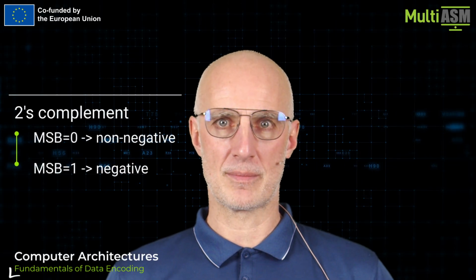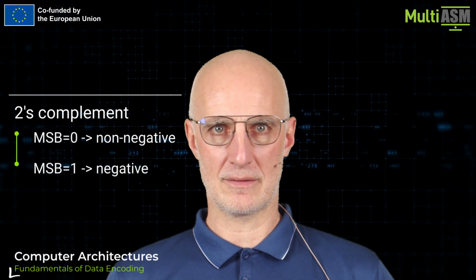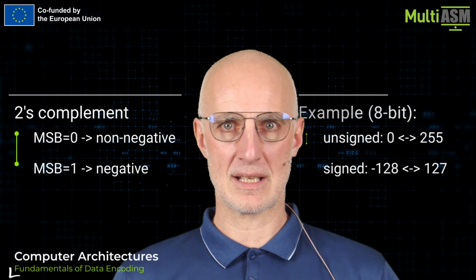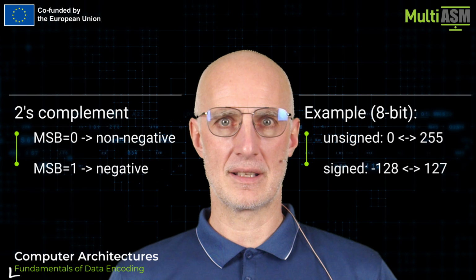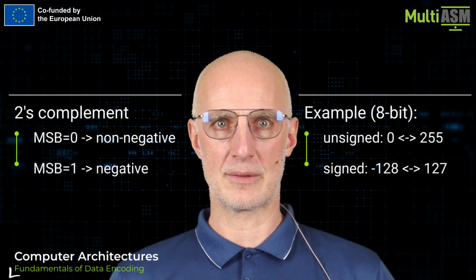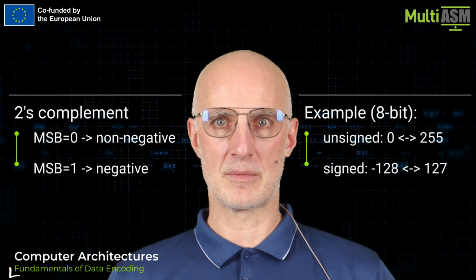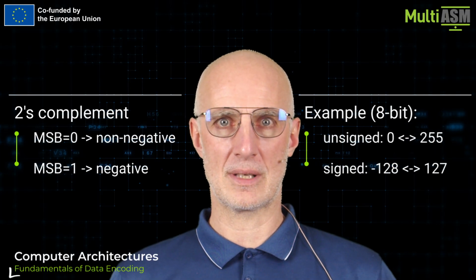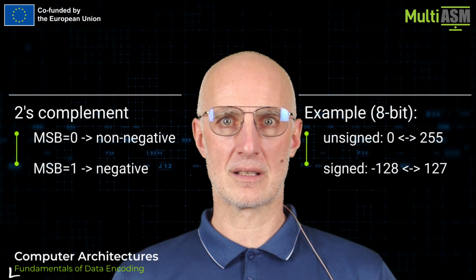In 2's complement representation, the most significant bit represents the sign of a number. 0 means a non-negative value, and 1 represents a negative value. For example, with 8 bits, the natural binary range starts with 0 and ends with 255. Signed number starts with minus 128 and ends with 127.